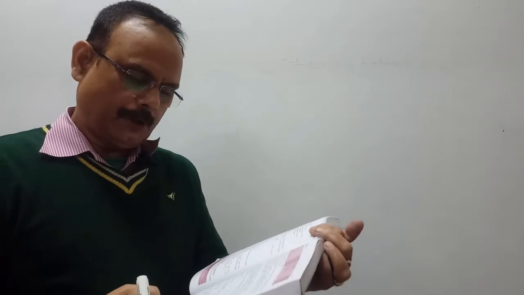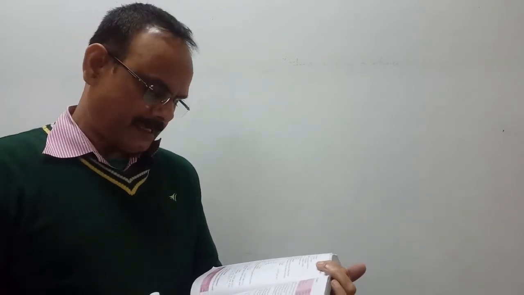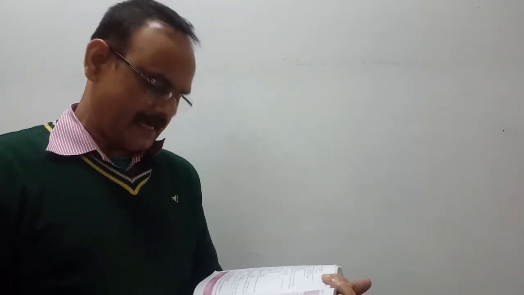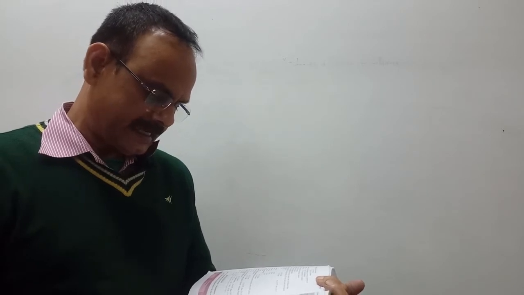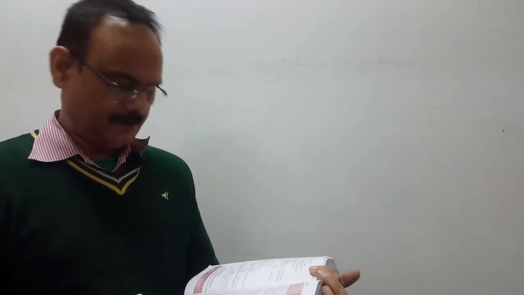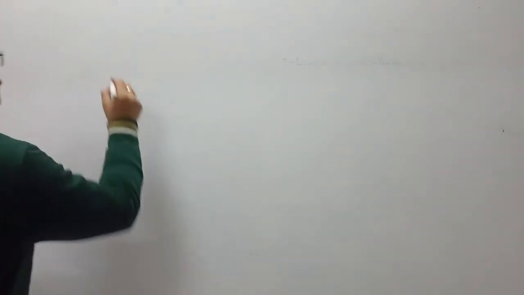Calculate the cost of goods sold and gross profit from the following. The information given is opening stock, purchase, direct expense, indirect expense, closing stock, sales, and sales return. First of all, we will calculate the cost of goods sold.